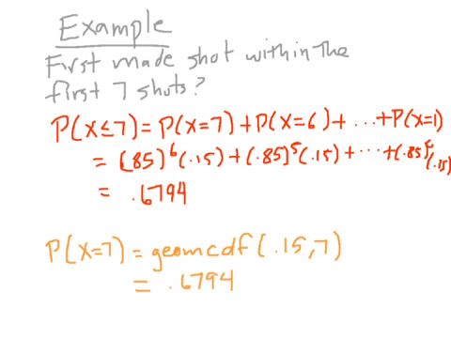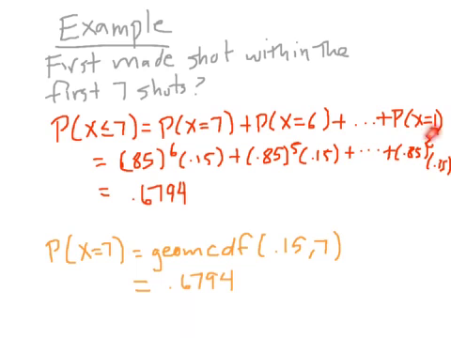What if now we want to say what's the probability that your first success happens within the first 7 shots? So either your first, second, third, fourth, fifth, sixth, or 7th shot. Well, now actually we rephrase this question as a less than or equal to. Okay? So if you think about it, if it's less than or equal to the 7th shot, it could have been the 7th, or the 6th, or all the way down to the 1st.